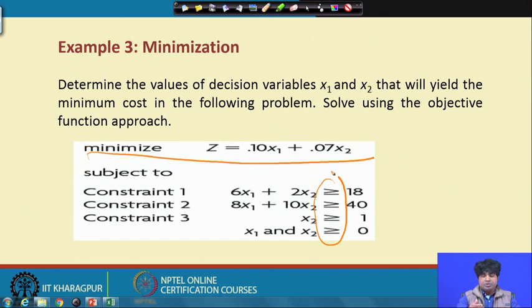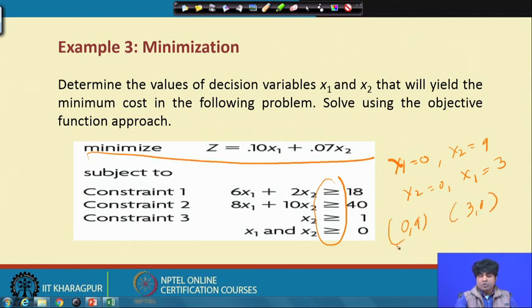Like the previous case, the first requirement is you make the constraint into equality and draw the straight lines, then apply the inequality. For instance, 6x1 plus 2x2 equal to 18. So obviously, put x1 equal to 0, so we will have x2 equal to 9, and similarly, put x2 equal to 0, then x1 equal to 3. So obviously, we have (0, 9) on one side and (3, 0) on the other side.